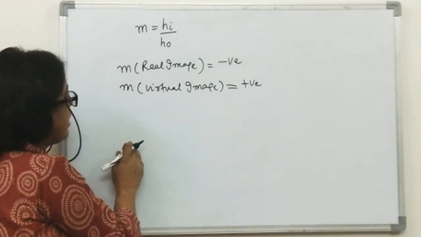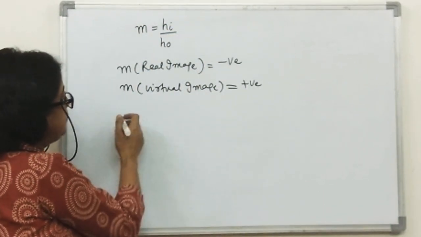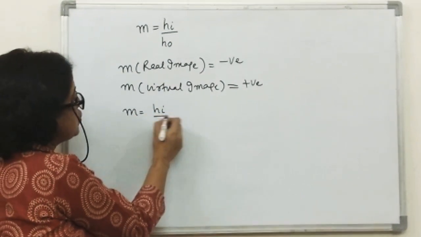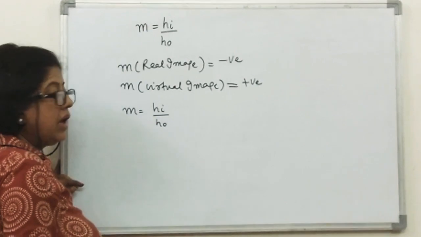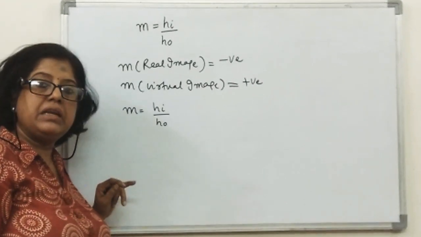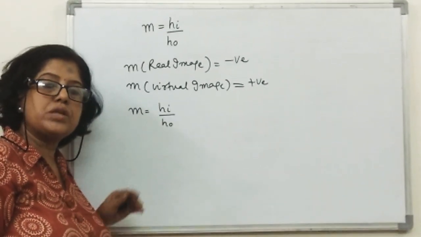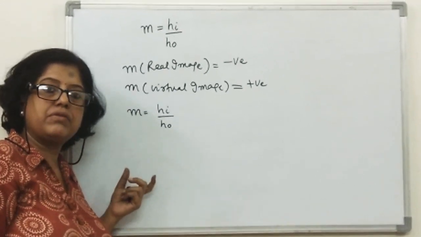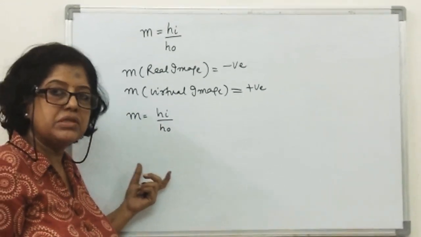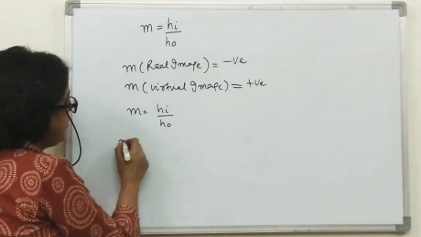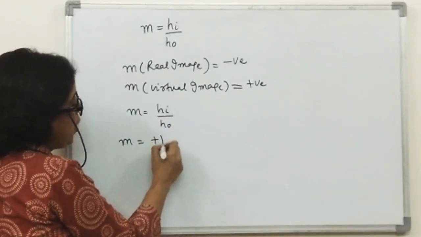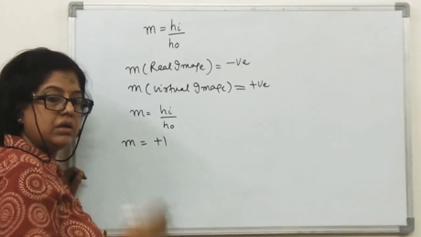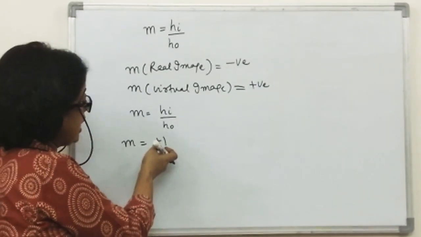Now let's talk about the values of magnification. Now M is HI by HO, right? And I'm giving you a few values, and we'll analyze those values and tell what type of image it is. By just looking at the value of magnification, we can actually tell what type of image it is. For example, let's say M is plus 1. What do you mean by this value? How can we analyze the type of image?